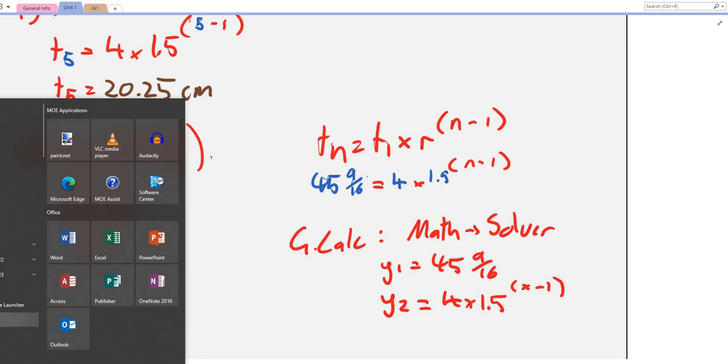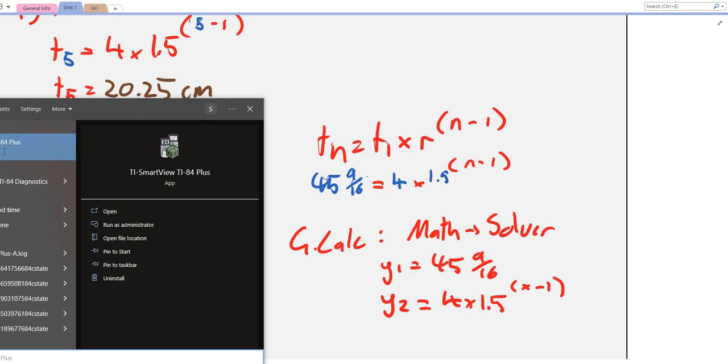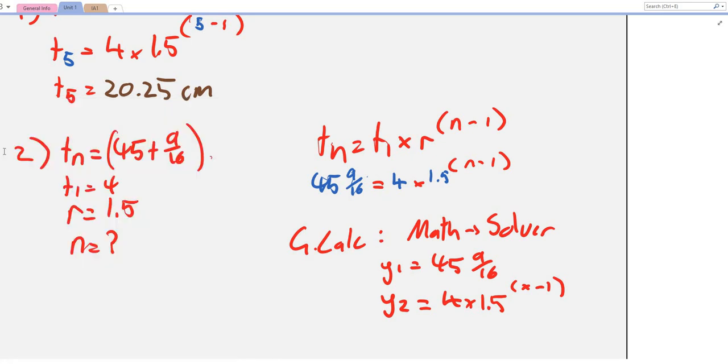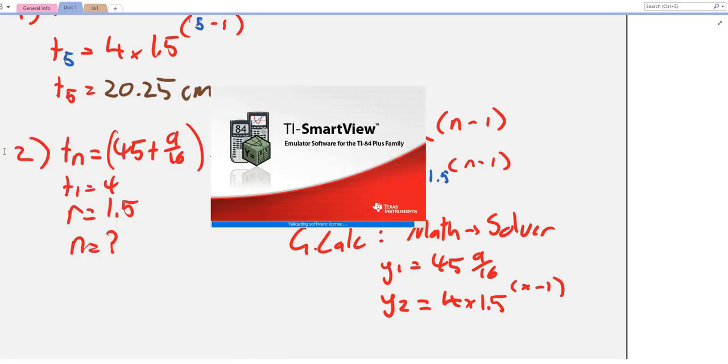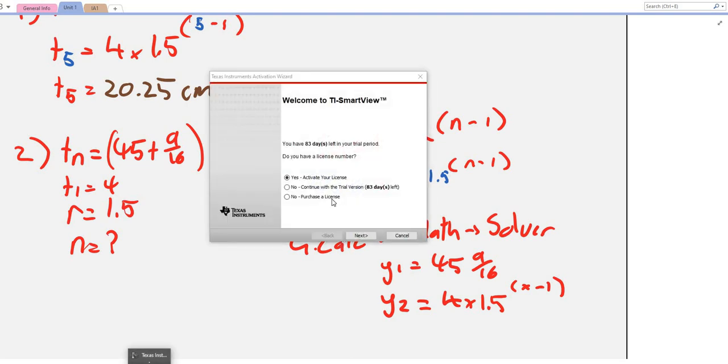What's it called? No, it's Smart View. Smart View. Yeah, graphics calc. Next time I do this, guys, just remind me when I forget what it's called. It's called Smart View. Because I always try and search calculator or graphics calculator or whatever. There we go.